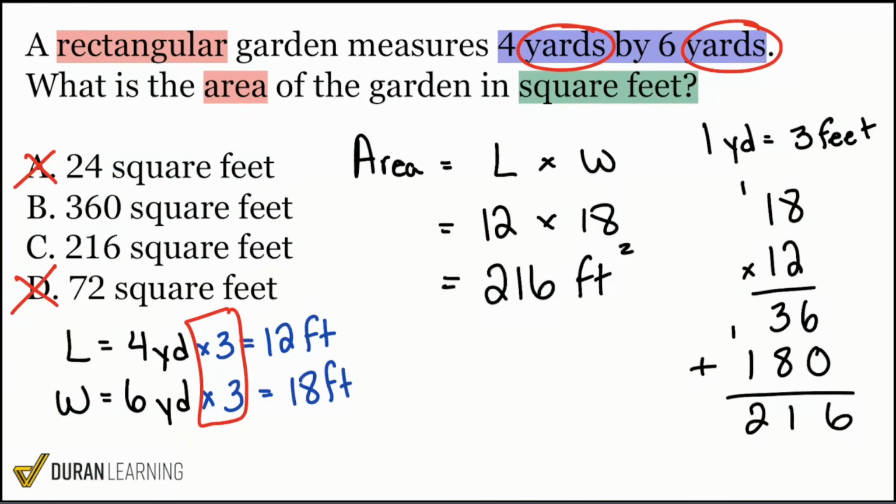And there we go. If you would have gotten answer choice A, that's because you didn't convert at all. If you got answer choice D, it means you tried to convert after calculating the area, and you didn't know that you had to multiply by 3 again. And that's why the correct answer here, everyone, is answer choice C.